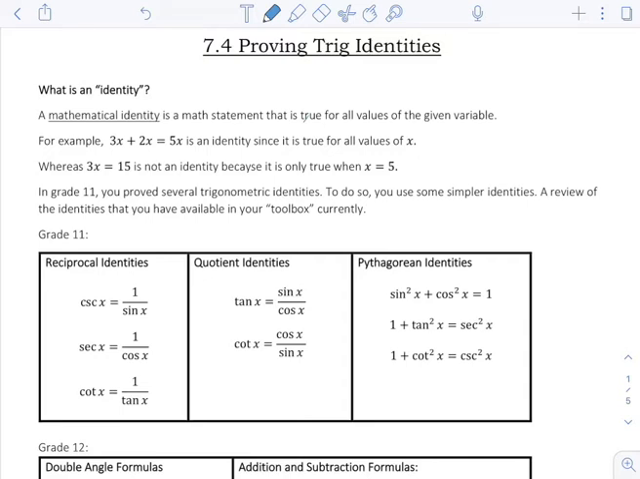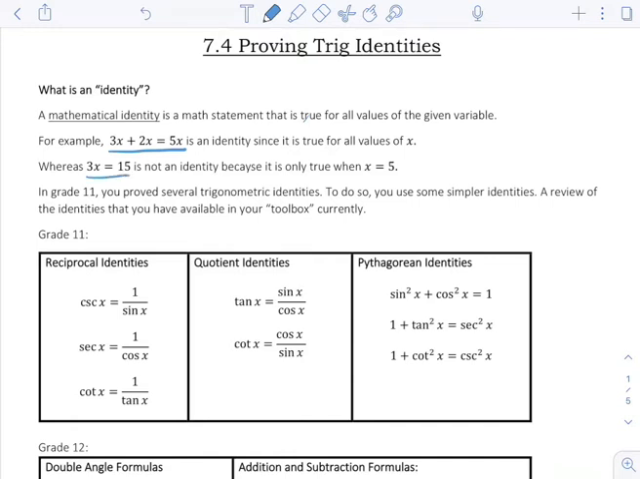So first of all, what is an identity? Basically, a math identity is a statement that is true for all variables. So for example, if I gave you something like 3x plus 2x is equal to 5x, that's an identity, because no matter what I choose for x, if I put it in for x on the left side, it will equal the right side for all values of x in that expression.